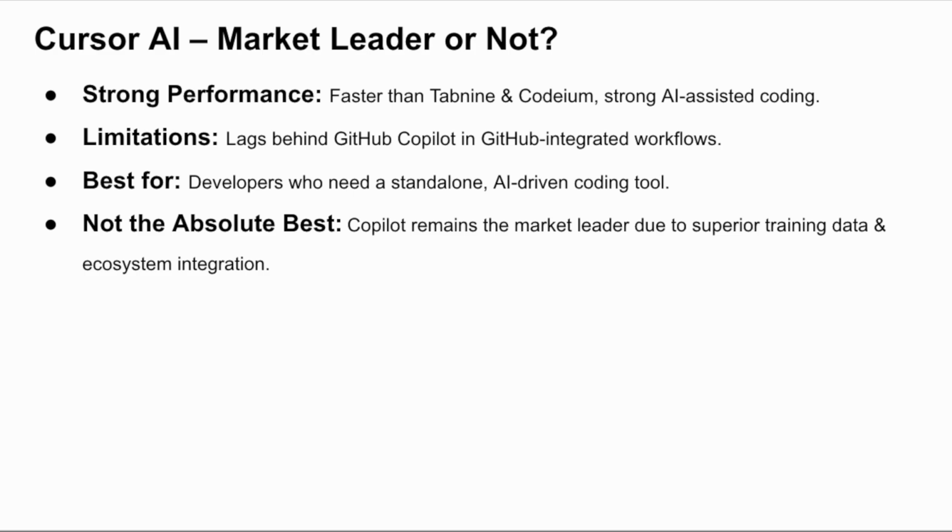So, is Cursor AI the best coding assistant? The answer depends on the use case. It delivers robust AI-driven code assistance, outperforming Tabnine and Codium in speed and accuracy. However, it struggles to match GitHub Copilot's deep integration and vast training dataset. Developers looking for a powerful standalone AI coding tool will find Cursor AI an excellent choice. But those deeply embedded in the GitHub ecosystem may still prefer Copilot. Thus, while Cursor AI is a strong competitor, it is not the absolute market leader.